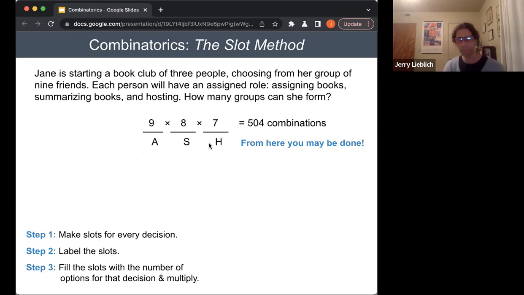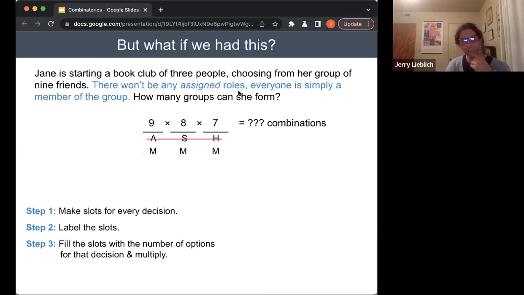And that's what we've seen with all of them so far, right? Here we've got these 3 different roles. Before it was like the first number, second number, third number, or like the shell, the meat, the cheese. But what happens if in Jane's new group, there's no assigned roles? Everybody's simply a member. If we just multiplied these out, we'd run into a problem.